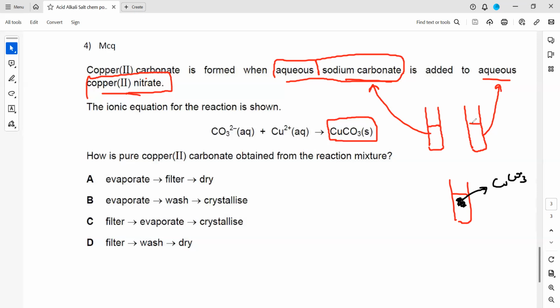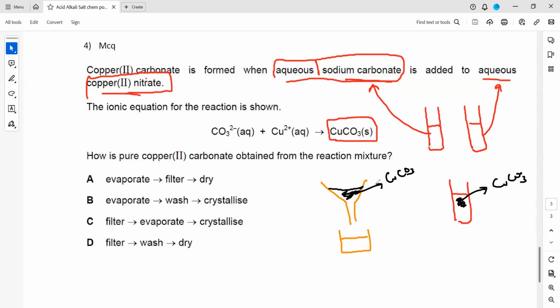So first, what we have to do is mix them together. After mixing them together, we want to remove the solid. So how can we remove the solid? Which technique will we use to remove the solid from the mixture? We can use filtration. When we use filtration, the solid, the copper carbonate, will be left on the filter paper.